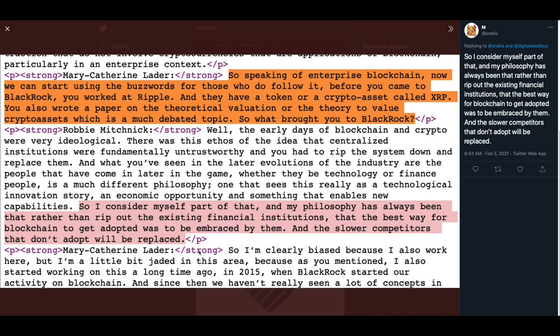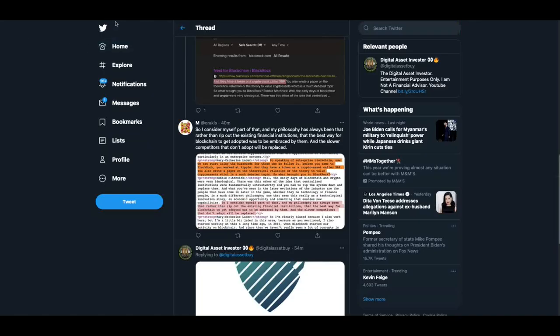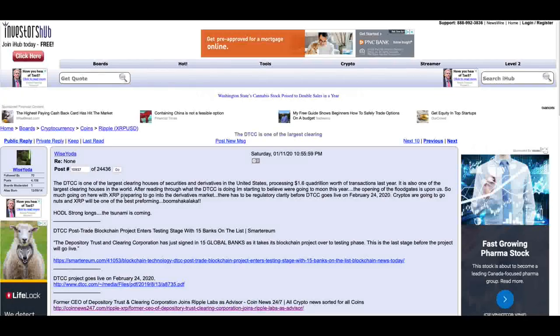BlackRock? So I consider myself a part of that. And my philosophy has always been that rather than rip out the existing financial institutions, the best way for blockchain to get adopted was to be embraced by them. And the slower competitors that don't adopt will be replaced.